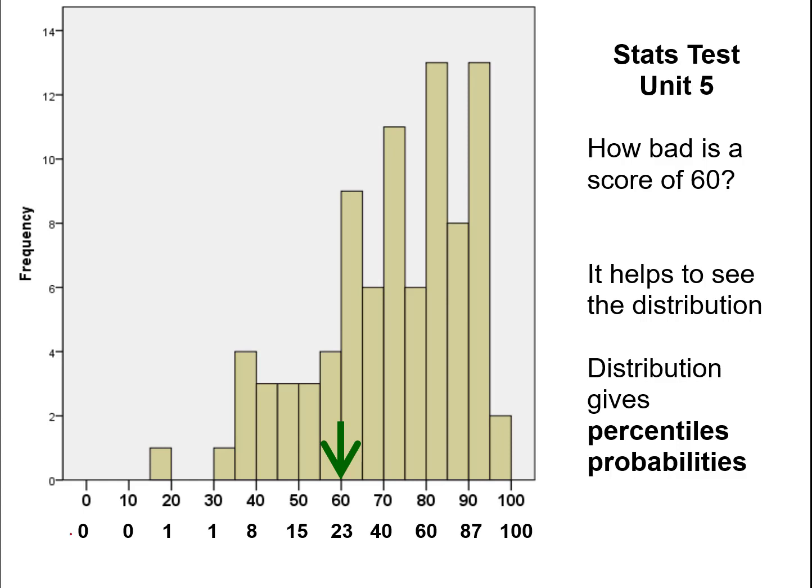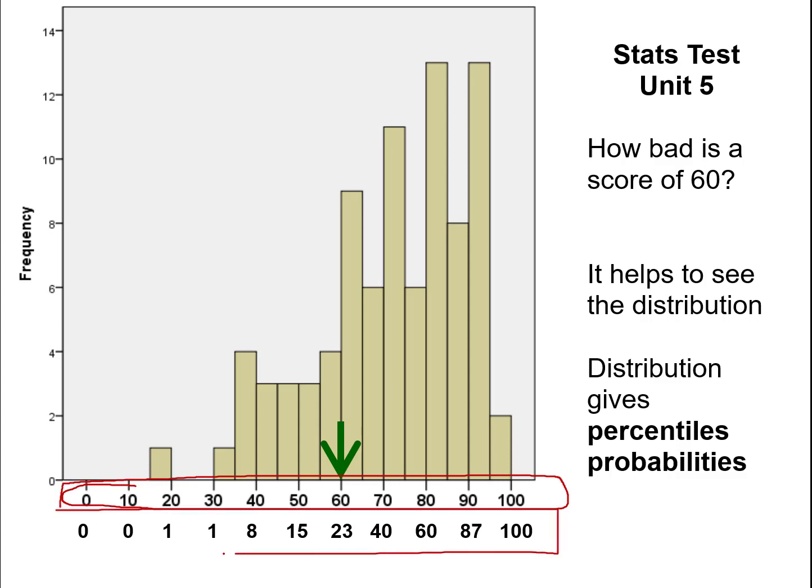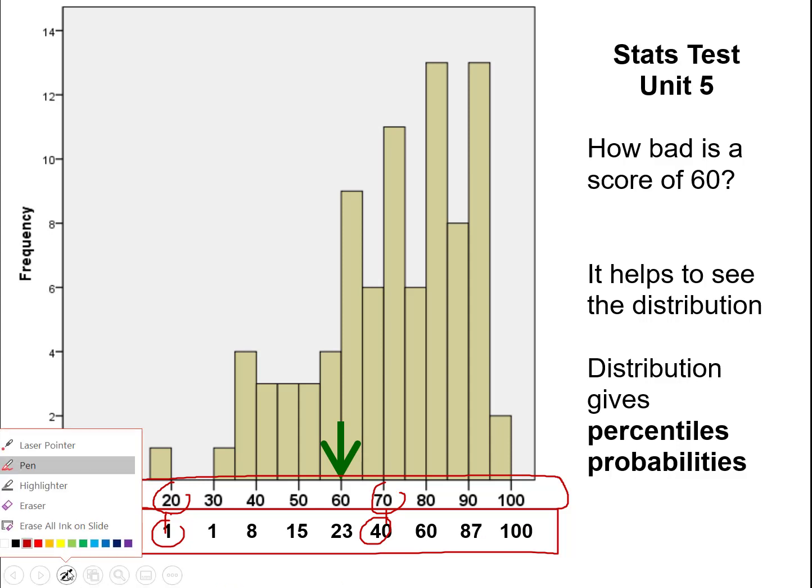So at the bottom here, I have the top row of numbers. These are the raw scores, the actual scores that people got on the test. And then the second row of numbers are the percentile scores. We see that, for example, a score of 20 corresponds to a percentile of 1, a score of 70 corresponds to a percentile of 40, and so forth. So these are the percentile scores in that bottom row.